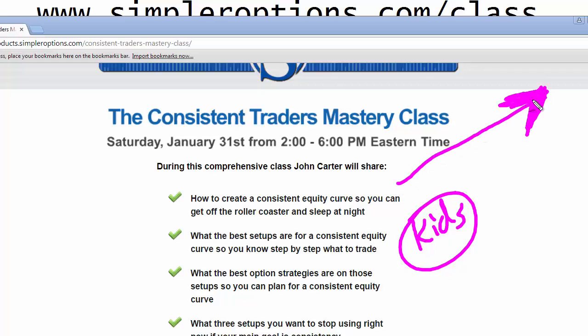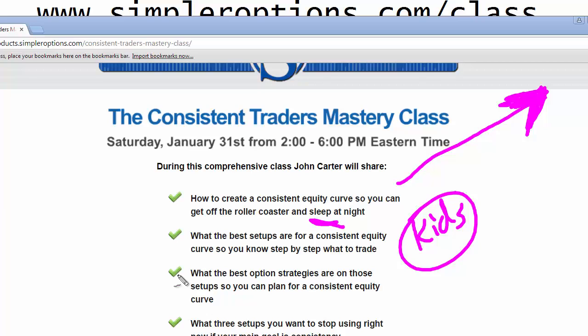So I'm setting up my own trading in such a way to get consistency so I can spend more time with my kids. What are the best setups? Oh, and so you can sleep at night too. What are the best setups for a consistent equity curve, so you know step by step what to trade? What are the best option strategies on those setups so you can play for a consistent equity curve?